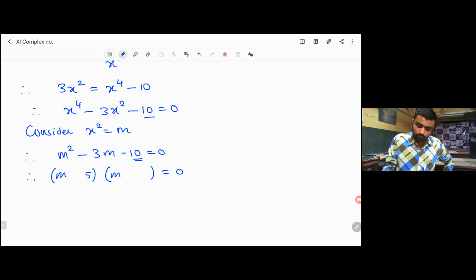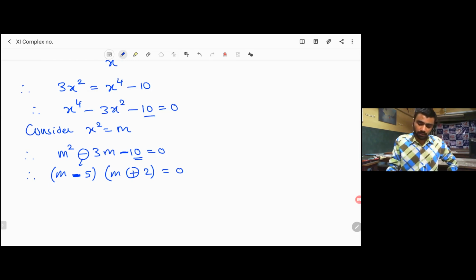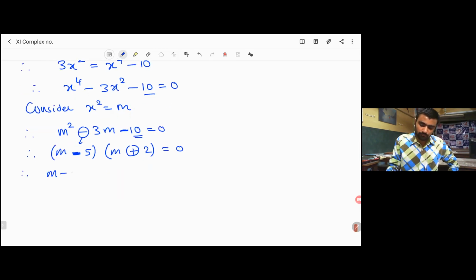So 5 2s are 10. The sign of the middle term is minus, so first write minus in the first bracket. Now you need minus as the answer, and you have kept minus here. So in the context of this minus, which sign should I keep here so that I get minus? So definitely you have to keep plus. So my factors are m minus 5 is equals to 0 or m plus 2 is equals to 0.